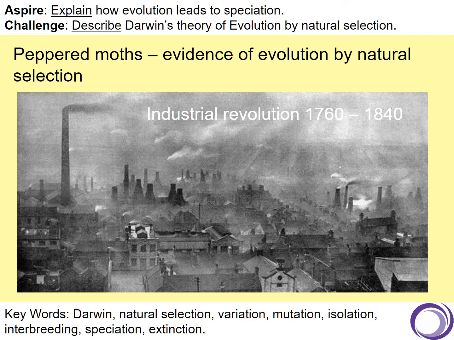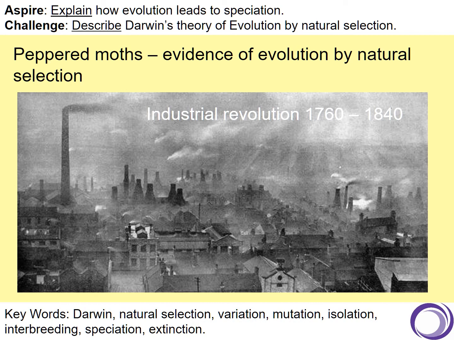So the numbers of the dark coloured peppered moths massively increased because they survived and they reproduced and they passed on the genes for being darker in colour to their offspring. But if you were the lighter coloured moths, as the majority of the moths were, you actually had a disadvantage and you were easier to spot by the birds, so you were less likely to survive.